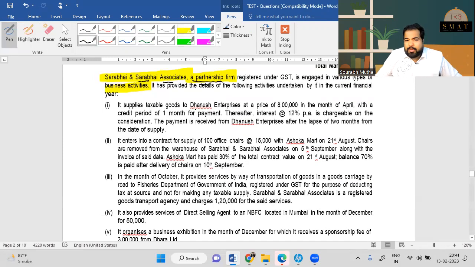It supplies taxable goods to Dhanush Enterprises at a price of 8 lakh in the month of April with a credit period of 1 month for payment. So you supplied something to Dhanush. So this is Sarabhai and Sarabhai. I don't know if you've seen their popular serial, Sarabhai and Sarabhai. But anyways, they sold something for 8 lakh rupees with a 1 month credit period. Thereafter, after 1 month, interest at the rate of 12% per annum is chargeable on the consideration. The payment is received from Dhanush Enterprises after a lapse of 2 months from the date of supply. So is Dhanush late? Yes.